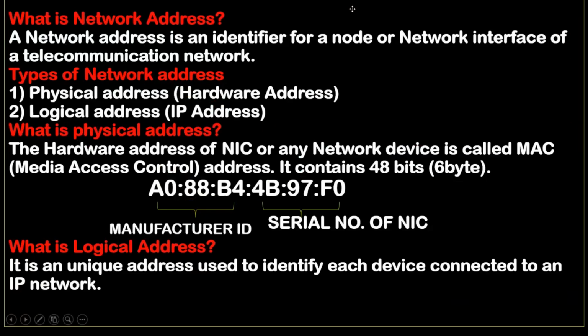Now the next thing is the logical address. A logical address is a unique address used to identify each device connected to an IP network. When your device is connected with the IP network, we need one identity, and that is the logical address. It is similar to how everyone has a physical address and a logical address. Physical address is your name.